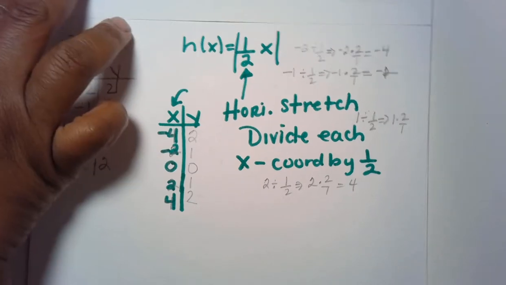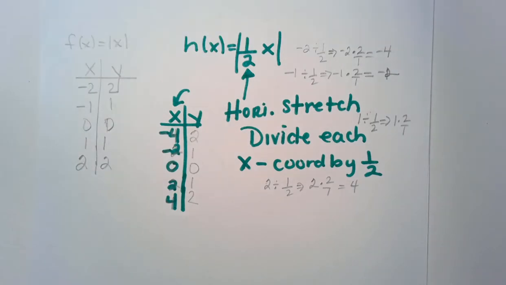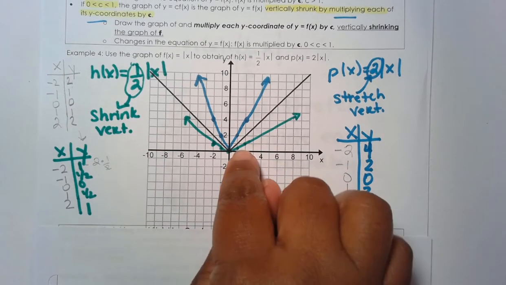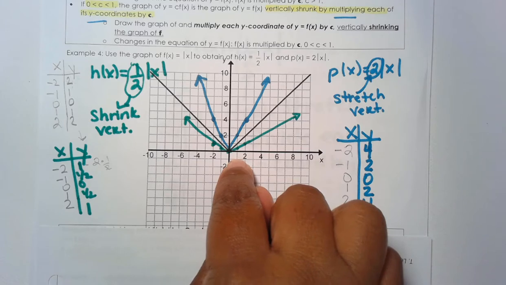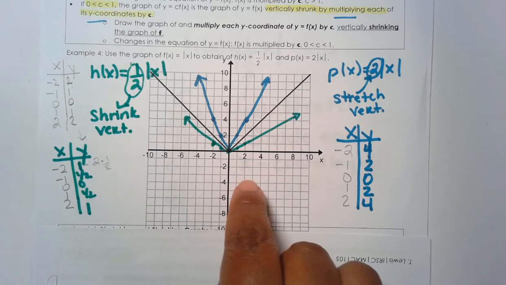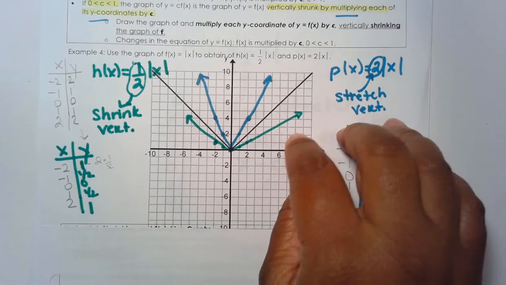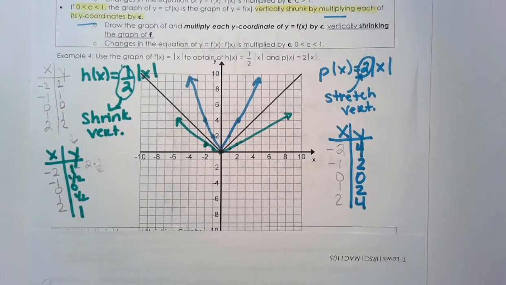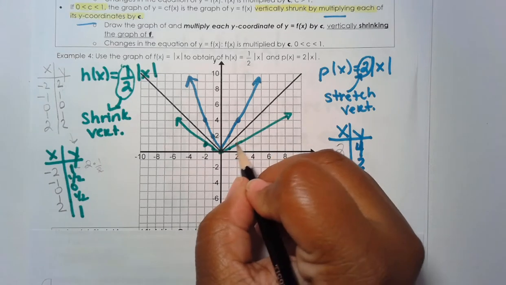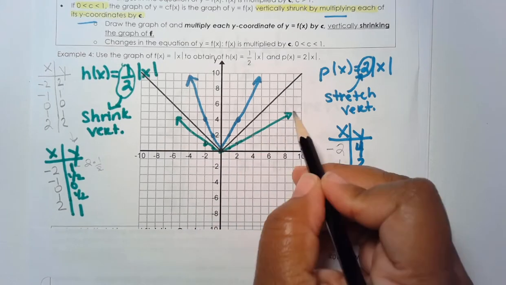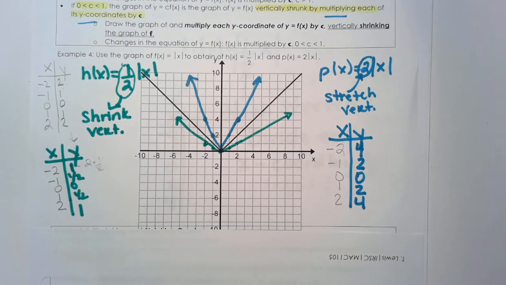Now, if you go back to our original graph and plot those points, do you notice that our horizontal stretch is the same as the vertical shrink? Same points. If you plot these points on that line that we found, what we have in green, they match.